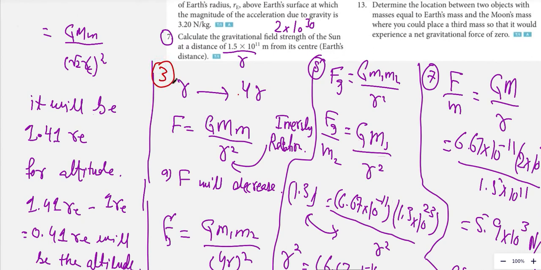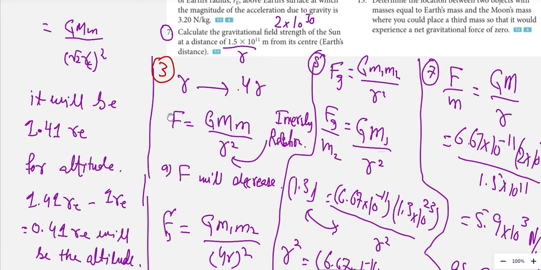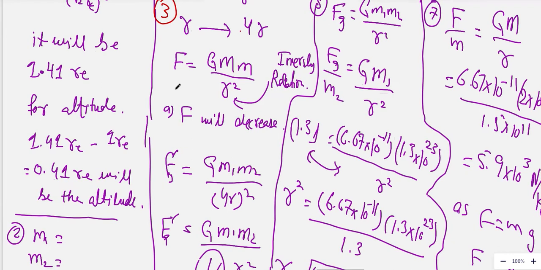The distance increases by a factor of 4, so r becomes 4r, and by the universal gravitational law we know that r is inversely related to the force. So if r increases, force will decrease. This is the answer for part A. Now, by what factor it will decrease, we have to put in the values.